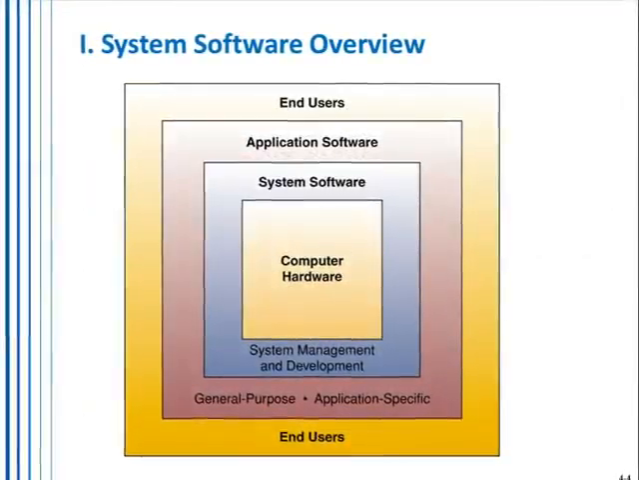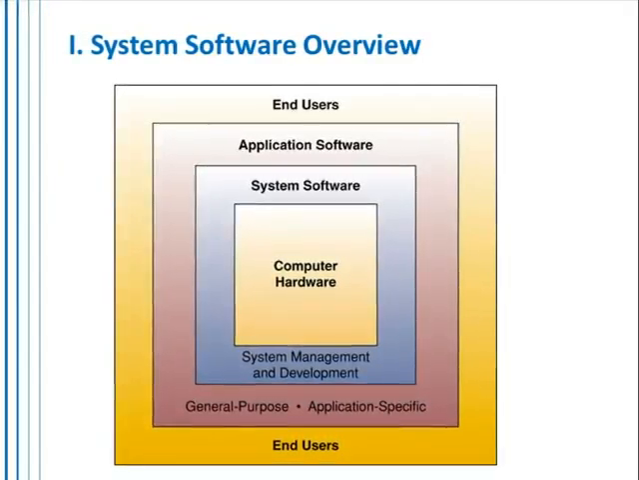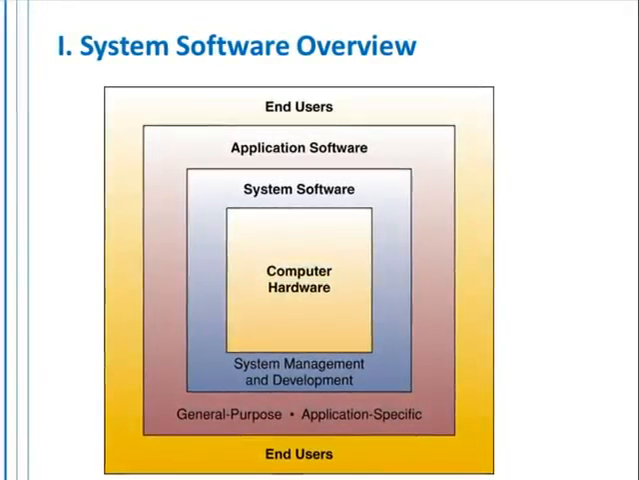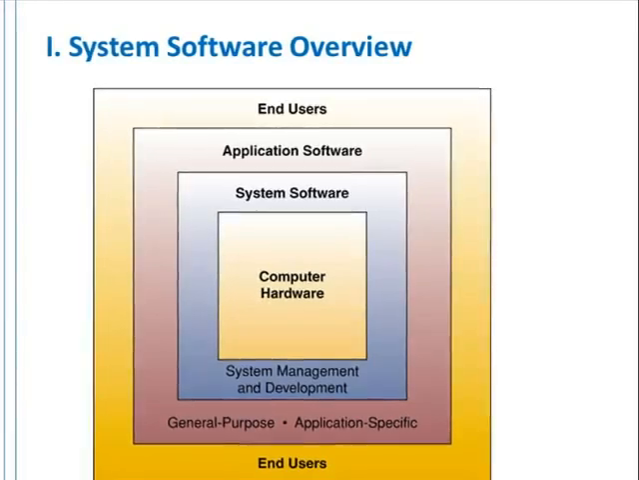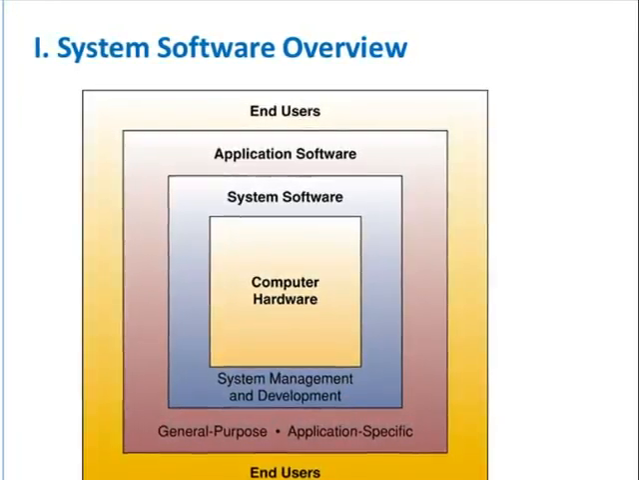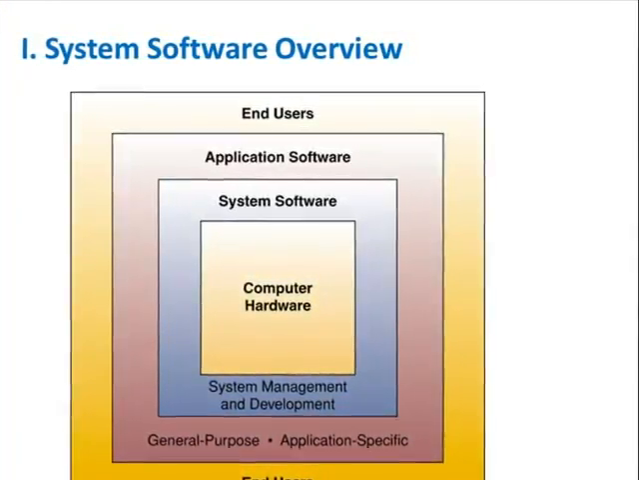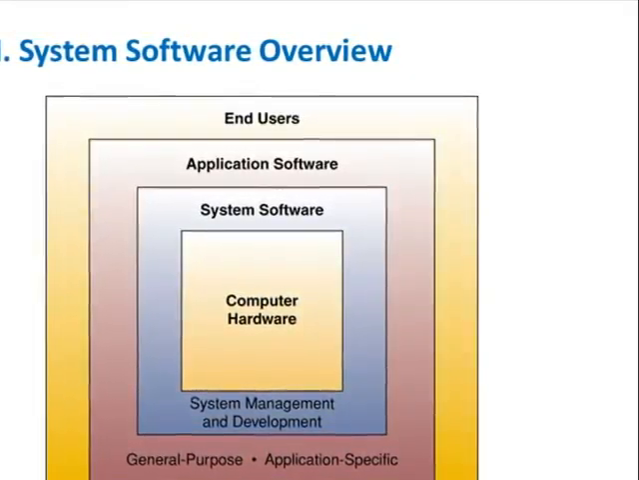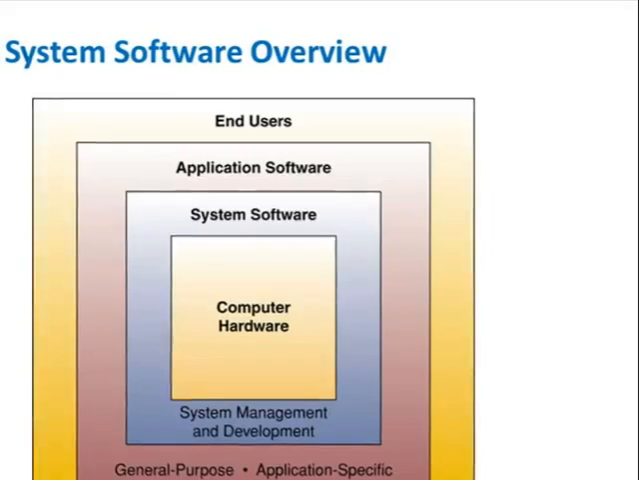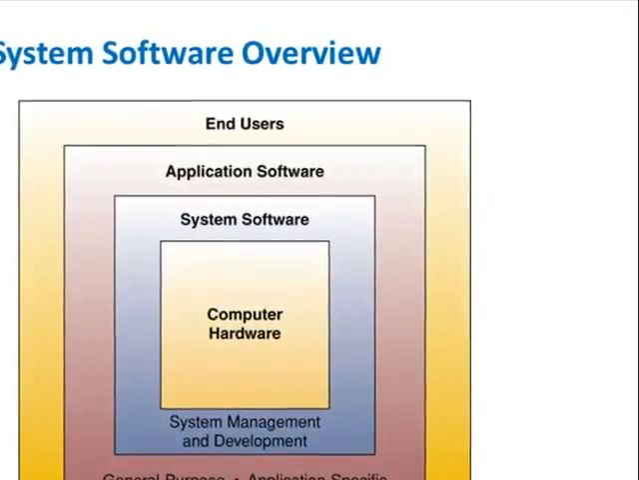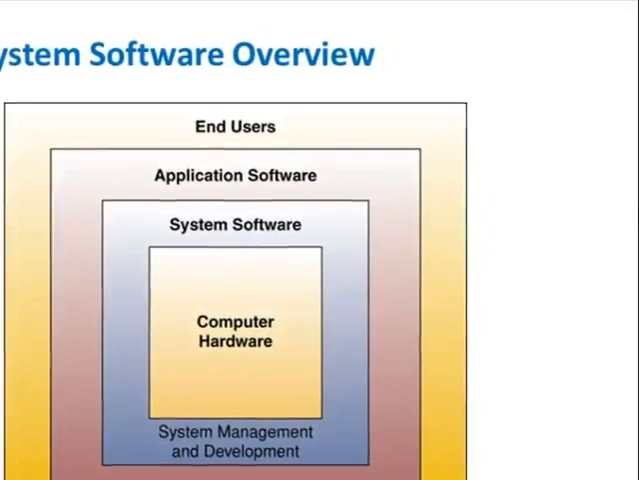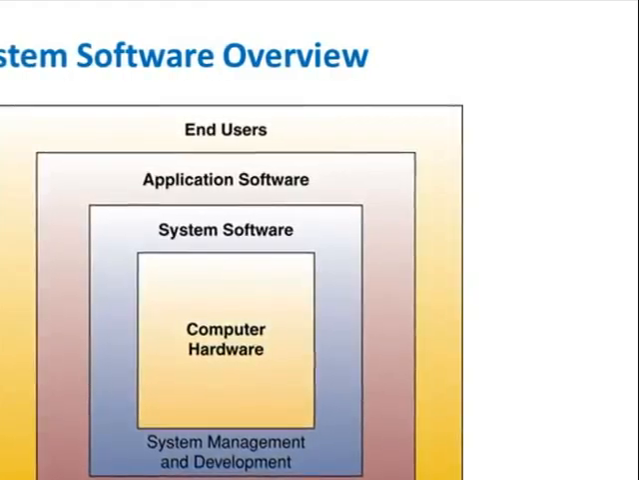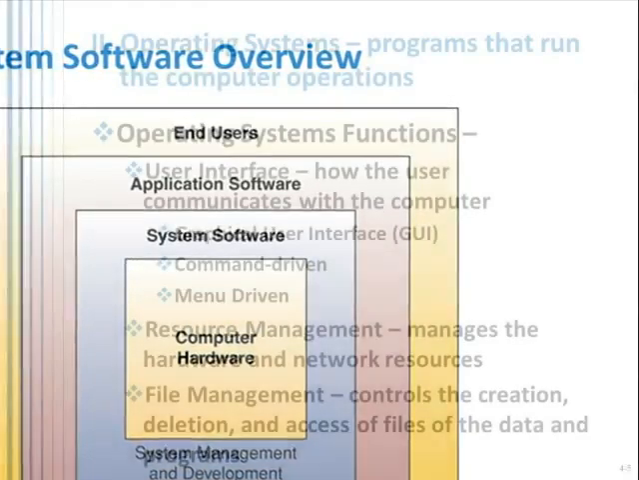As we take a look at system software, we can identify that there's a multitude of layers. First, we start out with the end user layer, then the application software, the system software, and then the computer hardware. As we move down, we see that there's system management and development software, general purpose, application specific, and then again we hit the outside edge, which are users.